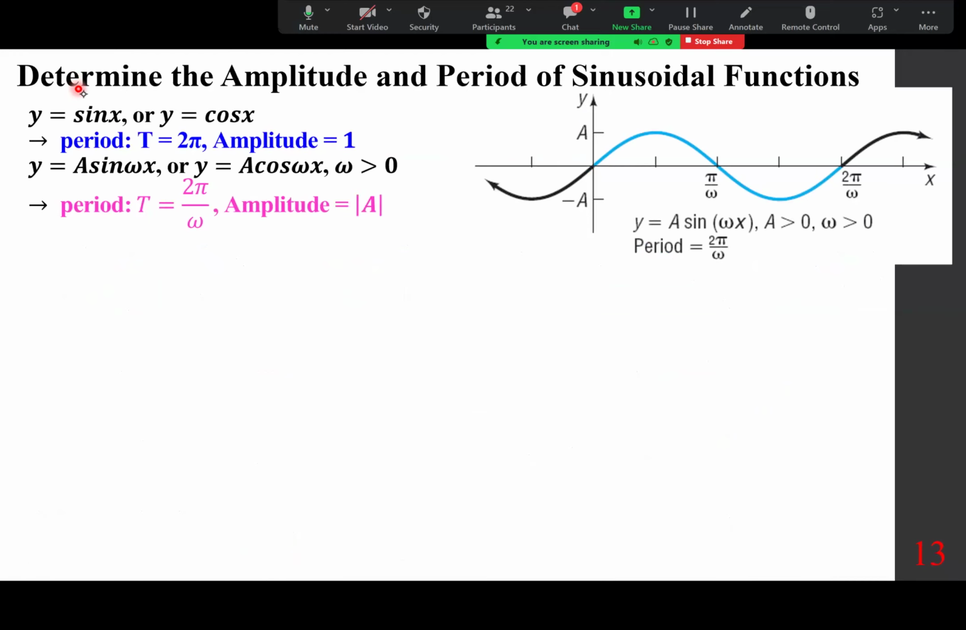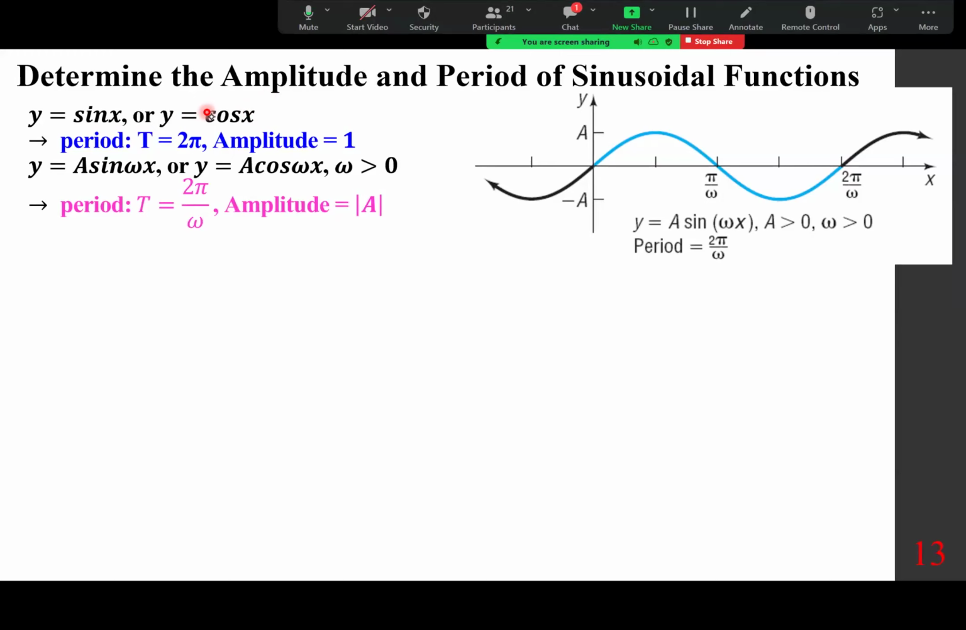Determine the amplitude and period of a sinusoidal function. Again, reminding everybody about the synopsis of what we have discussed, whether we are dealing with sine or cosine. Makes no difference. The basic function T is 2 pi, amplitude is 1. Whether we talk about y equals a sine omega x or y equals a cosine omega x, where omega is positive, makes no difference. T is 2 pi over omega, amplitude is the absolute value of a. By the way, speaking of omega being positive, if the argument of any sinusoid or any trigonometric function is negative, just make sure you get rid of the negative sign for each one.